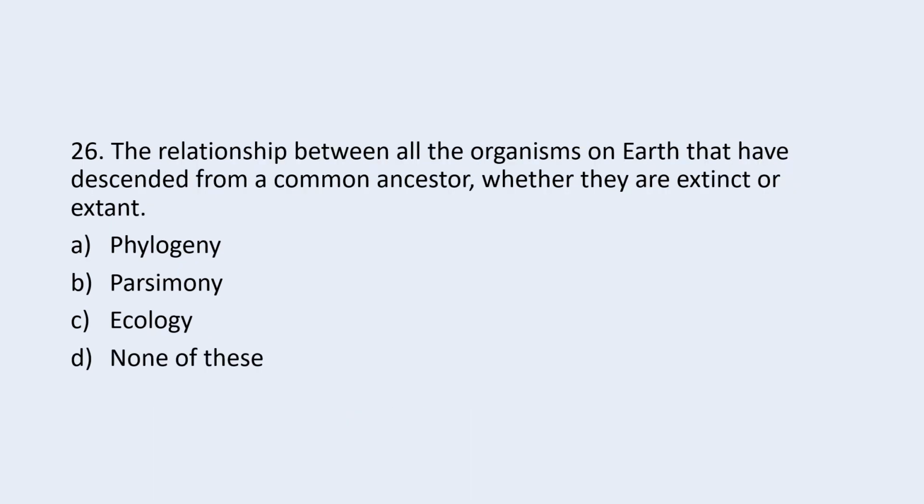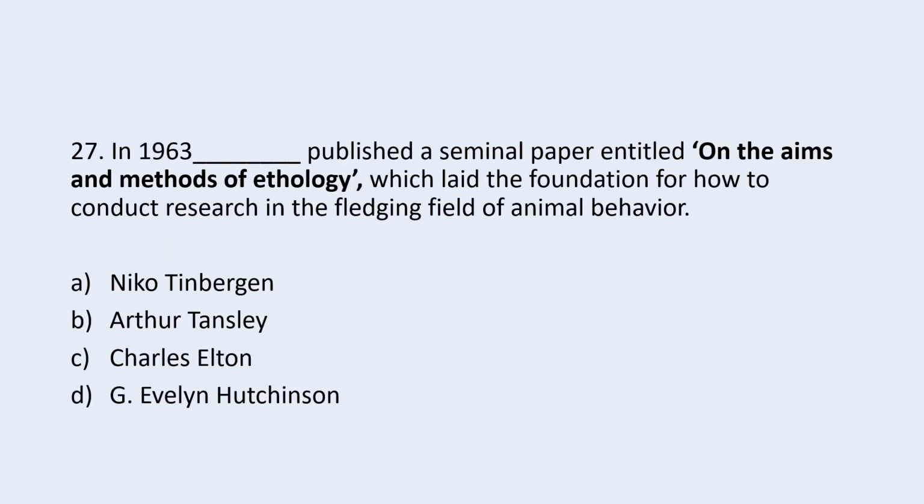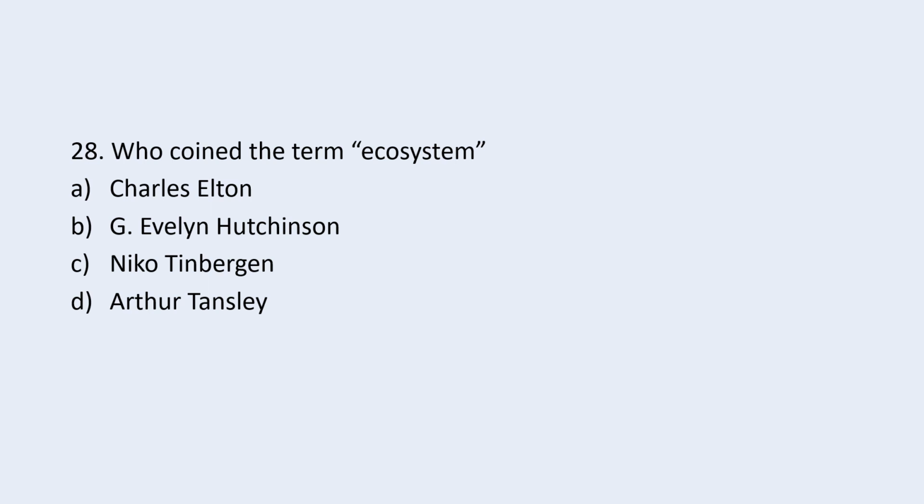26. The relationship between all the organisms on the earth that have descended from a common ancestor, whether they are extinct or extant, is known as phylogeny. 27. In 1963, who published a seminal paper entitled On the Aims and Methods of Ethology, which laid the foundation for how to conduct research in the fledgling field of animal behavior? Niko Tinbergen published a seminal paper on the aims and methods of ethology and he focused more on understanding animal behavior.